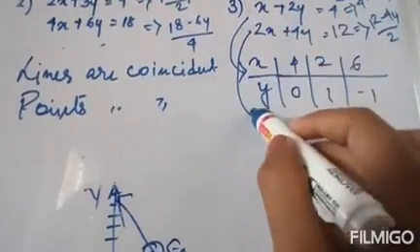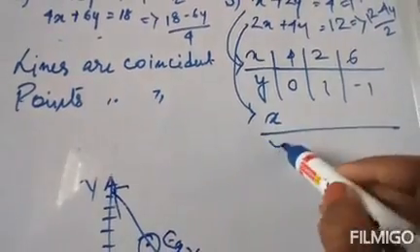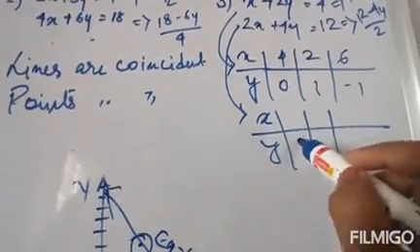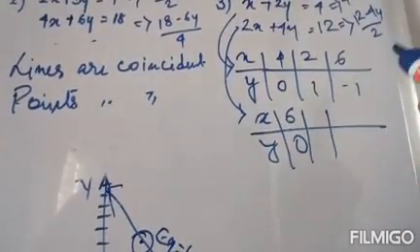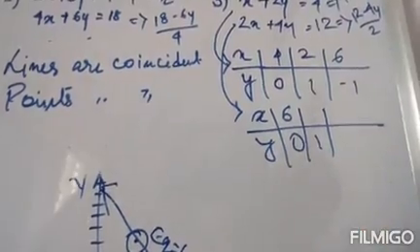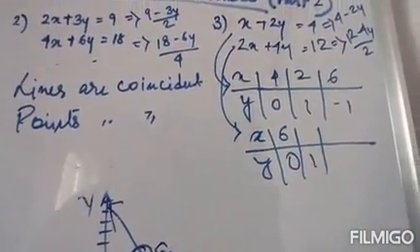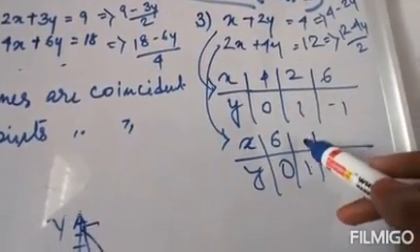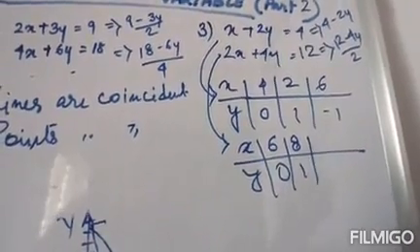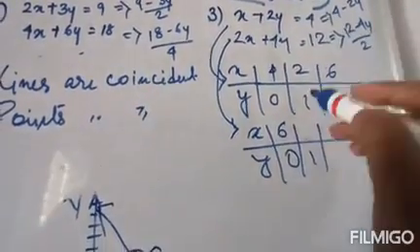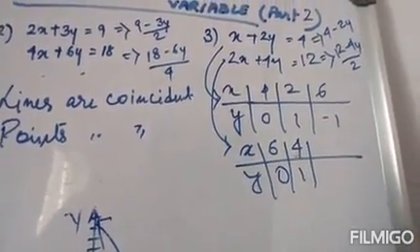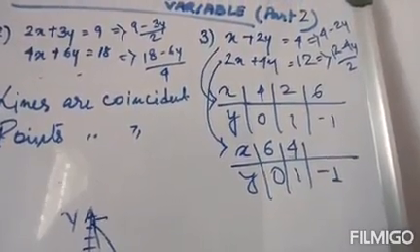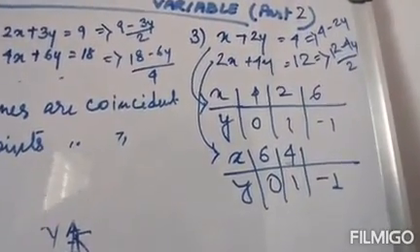For the second one we are going to do x, y now. So when y is 0, x is 6. When y is 1, 12 minus 4 is 8, so it will be 8 by 2, which means 4. And the third one, when y is minus 1, it will become 12 plus 4, which means 16. 16 by 2 is 8.